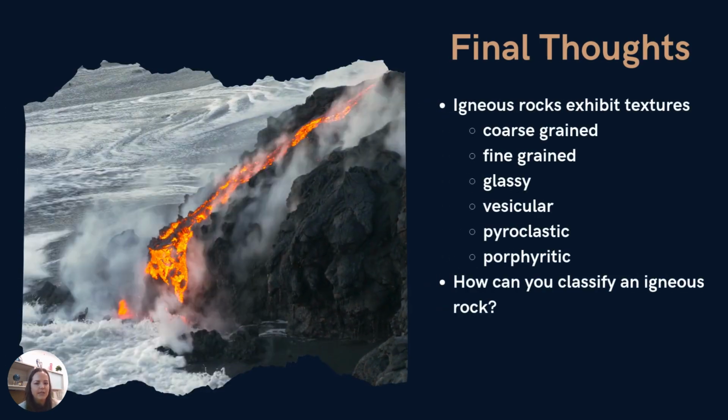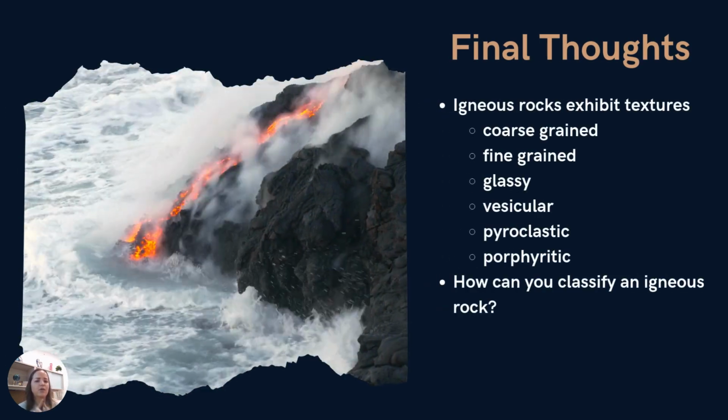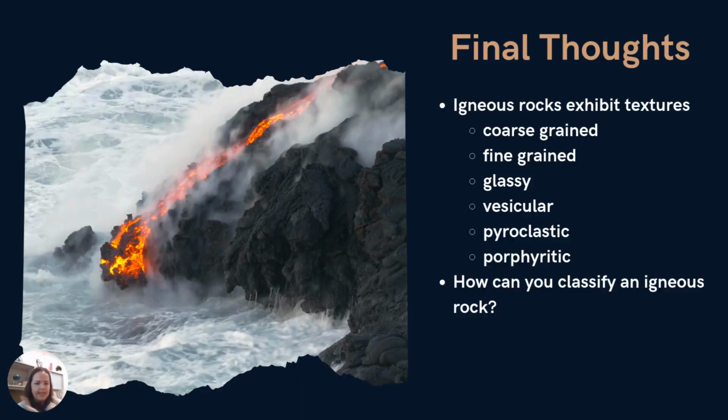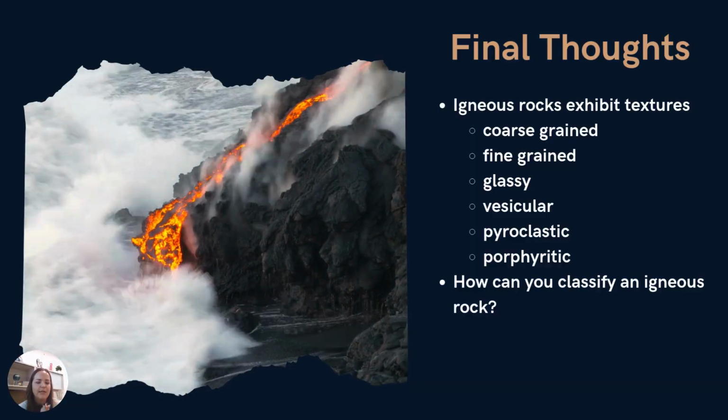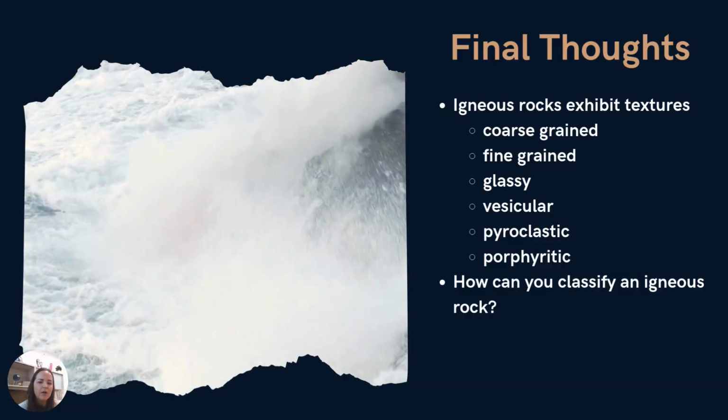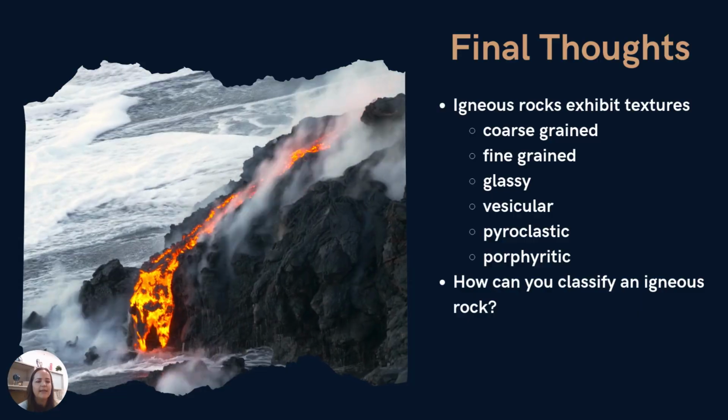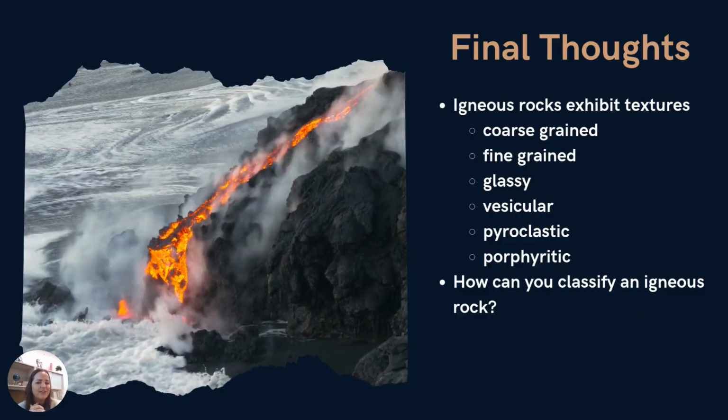All right, and some final thoughts here. Igneous rocks exhibit textures like coarse grain, fine grain, vesicular, pyroclastic, and porphyritic. And in your notes, I want you to write down how you can classify an igneous rock, what is one way to do so, and then in the lab, we're going to practice how to identify them.